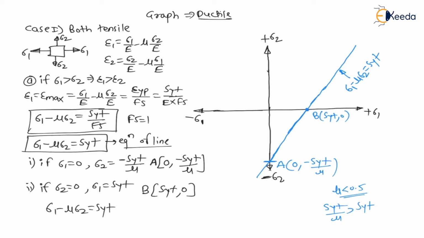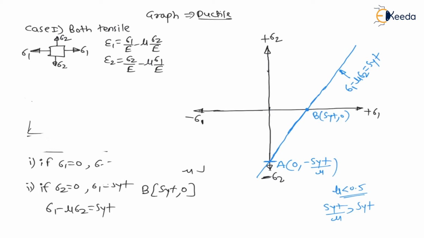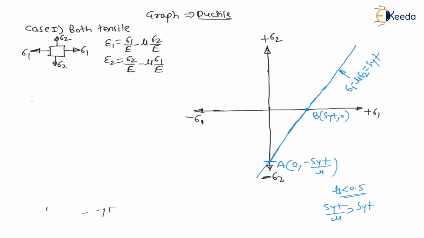Now again we have to draw another line. In A case, what have we considered? In A case we have considered that sigma 1 is greater than sigma 2. But what happens if sigma 2 is greater than sigma 1? Let us draw another line considering sigma 2 is greater than sigma 1, right? Therefore here I am assuming B case, sigma 2 is greater than sigma 1.